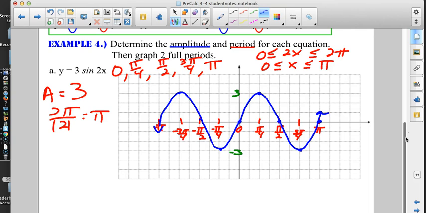Here's our amplitude and here's our period like they asked for. And we graph full periods. So far so good? Okay.